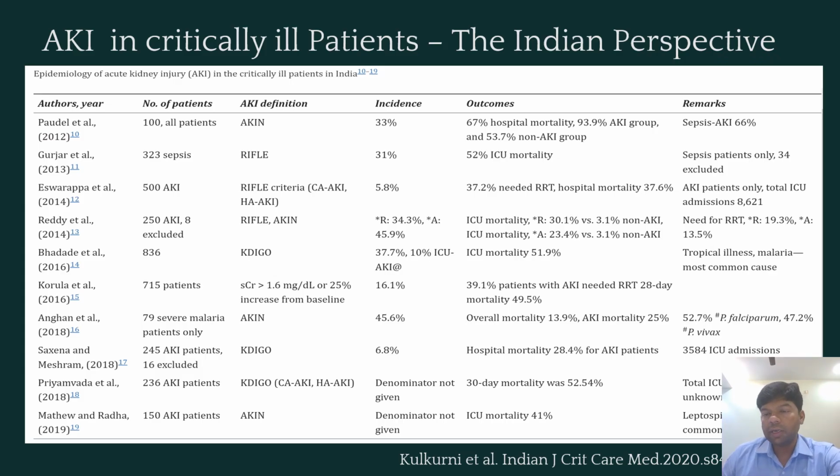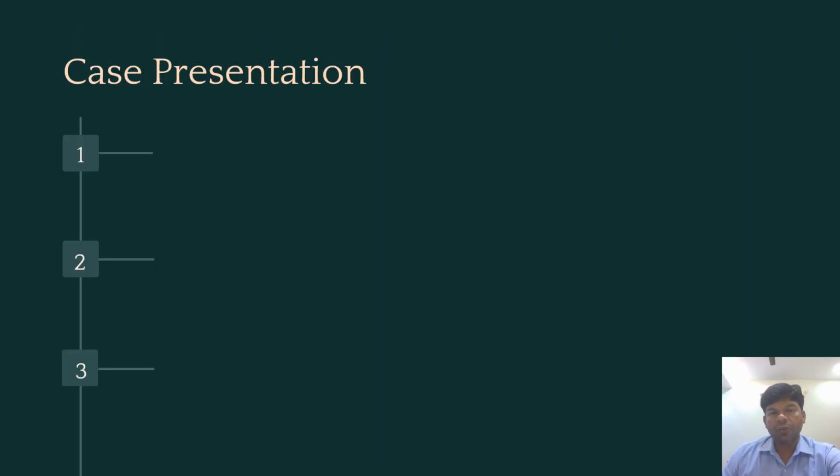There is no nationwide data for the incidence of AKI in critical patients in our country. But yes, we have some fragmented data from single centers, but there are a lot of fallacies. They have used different AKI definitions like AKIN, RIFLE, KDIGO. They have not used the denominator in some of the studies. But what is matching is that the incidence is almost matching the global data. So the incidence is almost 30 to 40% in the Indian scenario as well.